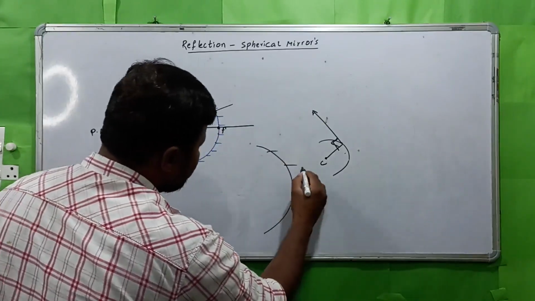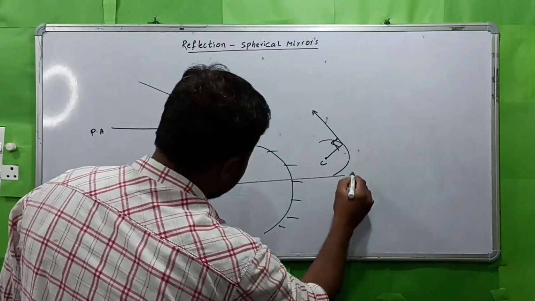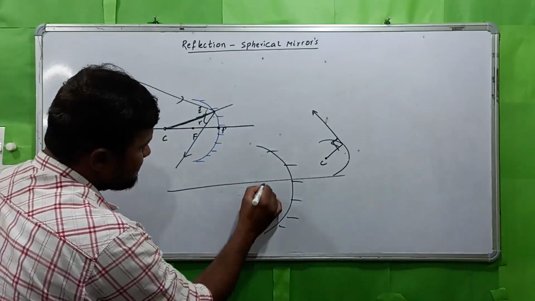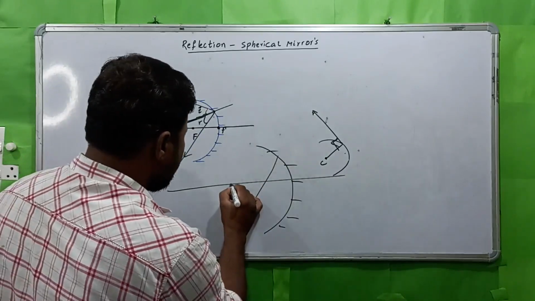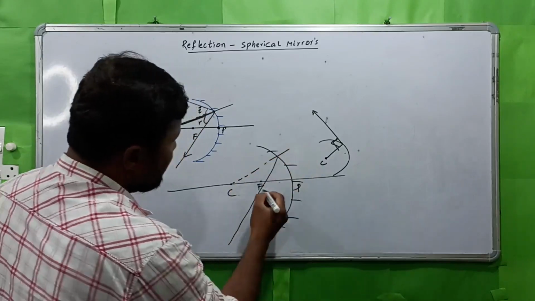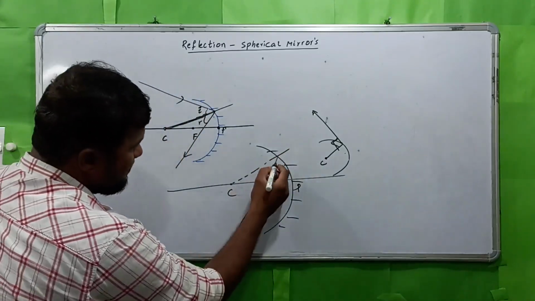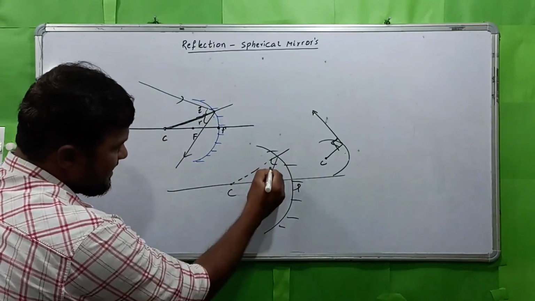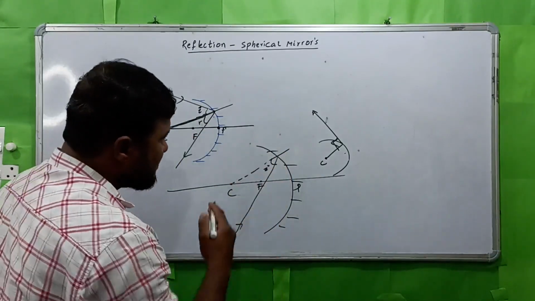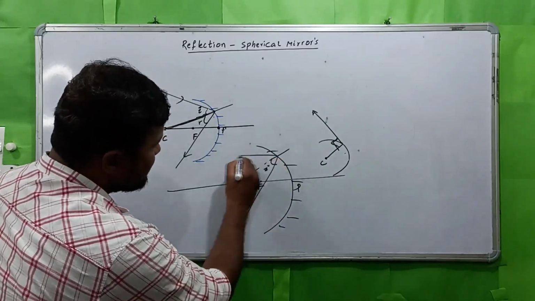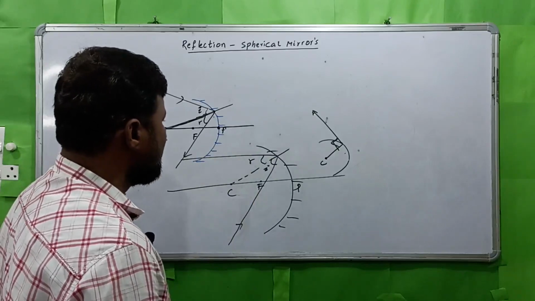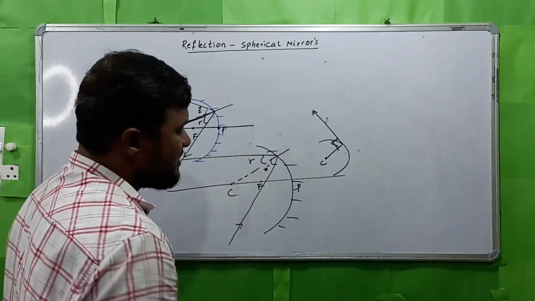Suppose this is a concave mirror. Any light ray incident this way, center of curvature, focus, pole. Now it will be normal. From the normal to the incident ray is the angle of incidence, and reflection has to take place with the same angle, this way. This becomes the angle of reflection. Angle of incidence and angle of reflection remain the same.